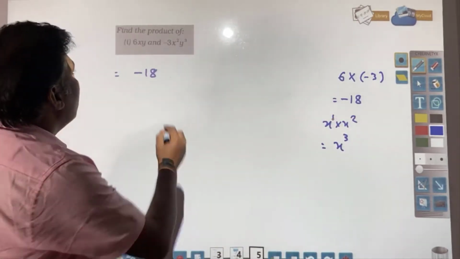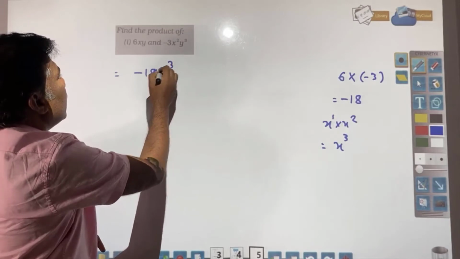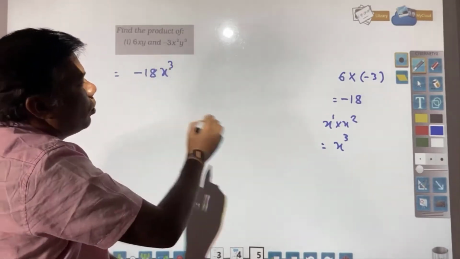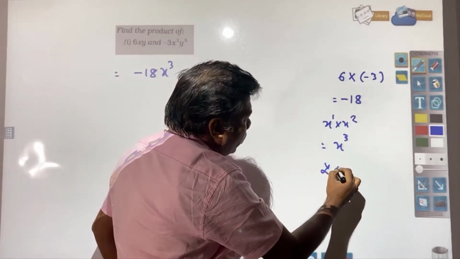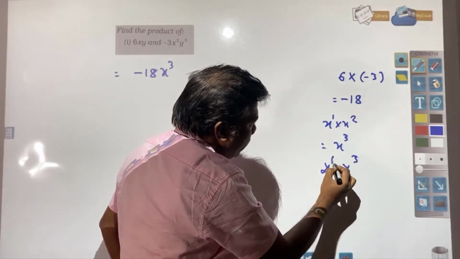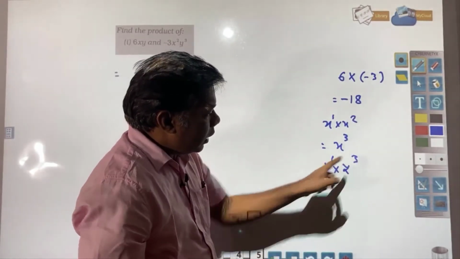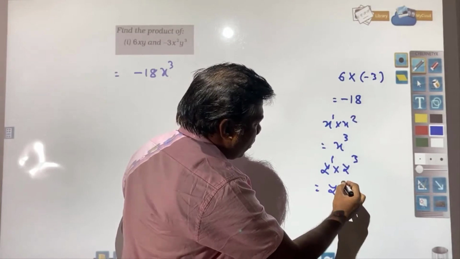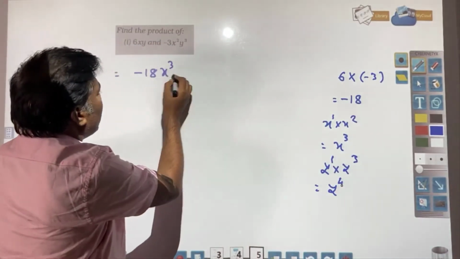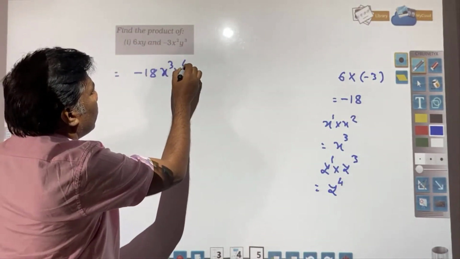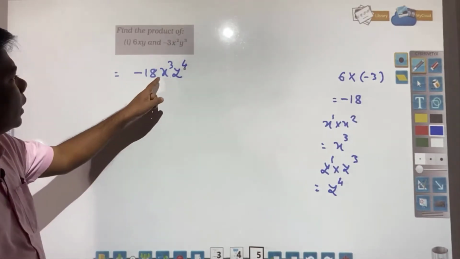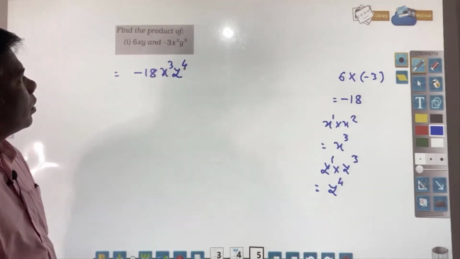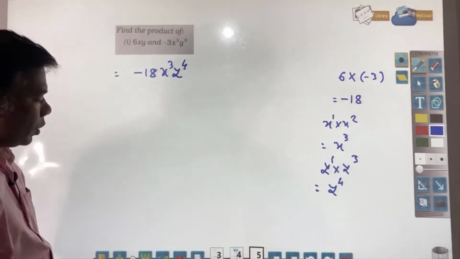So here you have got x to the power 3, and y into y cube. Again here you see 1 and 3, it will become y to the power 4. So what you have got? y to the power 4. So your answer is minus 18 x cube y to the power 4. In this way, this is required to be multiplied.